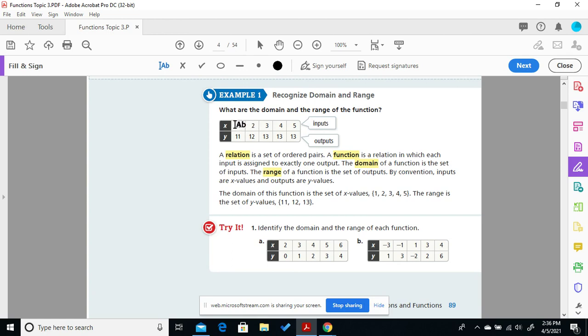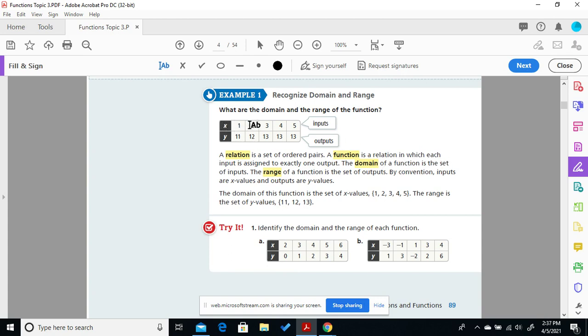Now, as long as your x values do not repeat, so as long as you don't have two 1s, two 2s, two 3s, two 4s, two 5s, whatever, you should be good to go. So for every one input, there's one output. Something you need to remember, the fact that there are multiple 13s down here in the range or the output section of the table, that is perfectly fine. That does not matter.